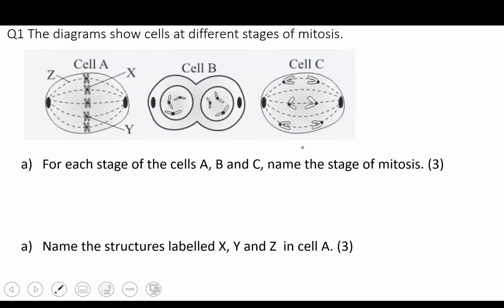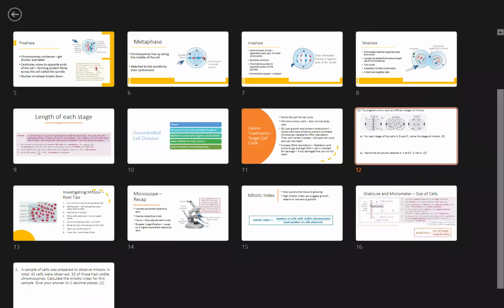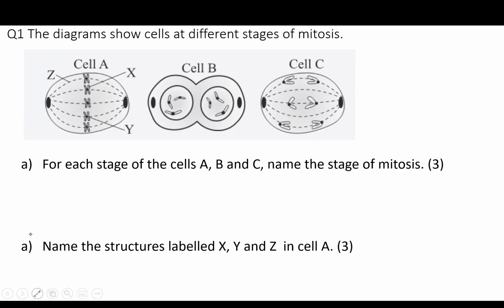So a quick look at an exam question here. And like I was saying, you can regularly get asked to identify the stages of mitosis from images, or describe what a cell might look like at different stages of mitosis. So in this one, the diagram shows cells at different stages of mitosis, and for each of the cells A, B, and C, you're asked to name the stage of mitosis.